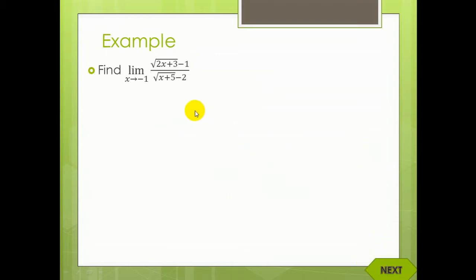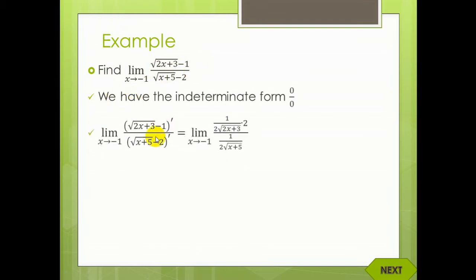Another example. Limit x approaching minus 1, square root of 2x plus 3 minus 1 over square root of x plus 5 minus 2. You need to verify this one. The first thing you need to verify is the form. So when the form is 0 over 0, you can continue to differentiate both sides separately.